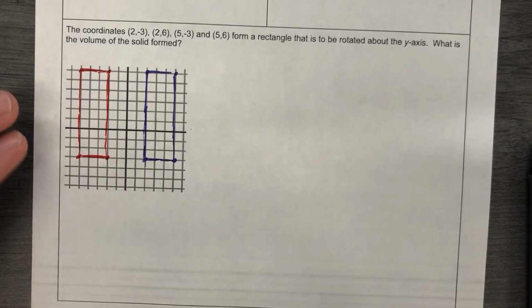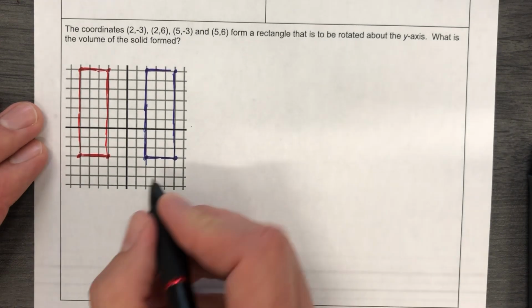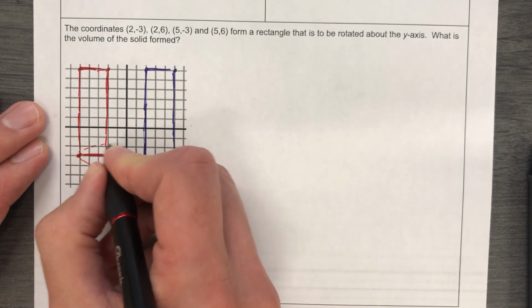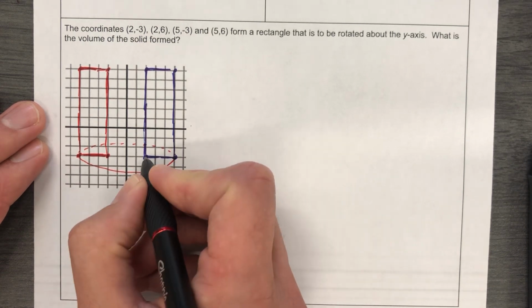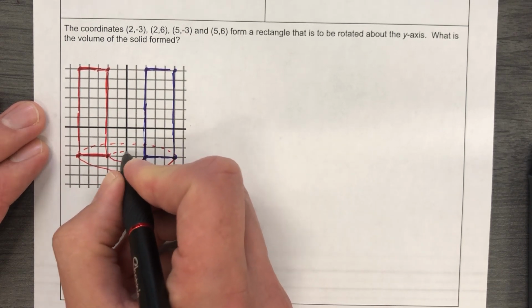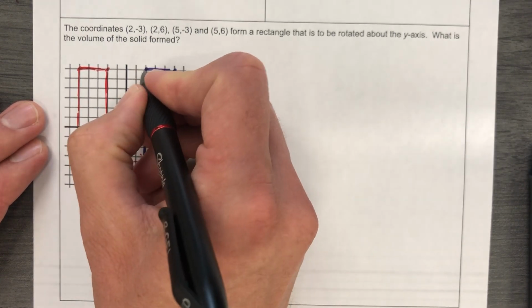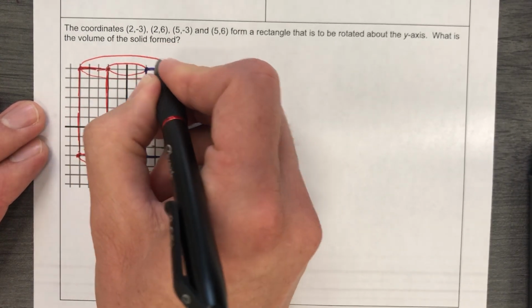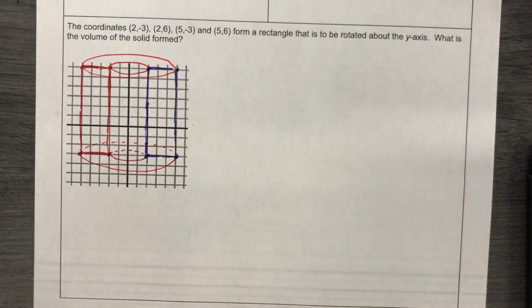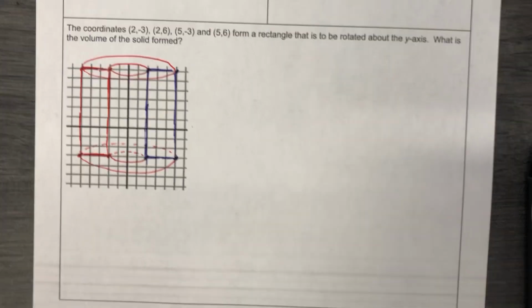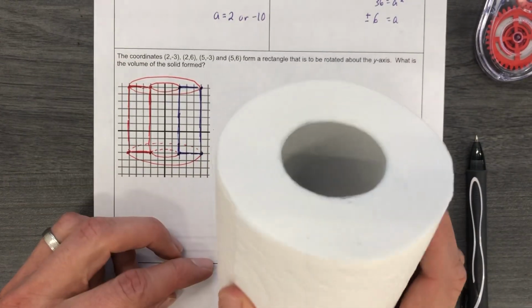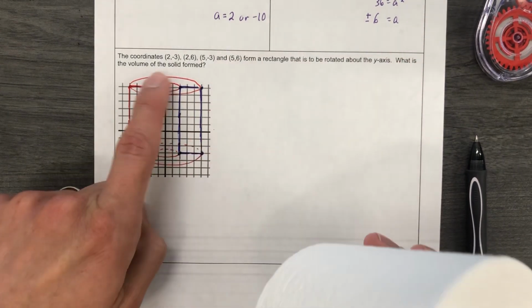But again, this is a rotation situation, so this point got rotated all the way around here. And this point got rotated around here. And this one got rotated around here. And this one got rotated around here. And we have a tube. What we really have is a cylinder with a hole in the middle. And they are asking us to find the volume of the solid formed.